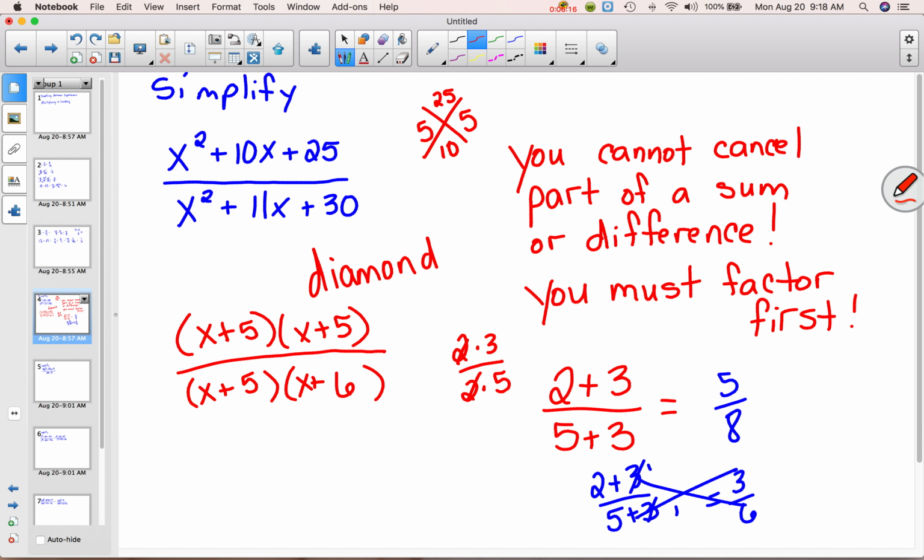And then you can cancel. So here, notice that I have this x plus 5 goes into x plus 5 once, x plus 5 goes into x plus 5 once. When they are exactly the same, you can cancel them, just like you would with numbers. So what do I have left? X plus 5 over x plus 6. This is my simplified answer. Done.